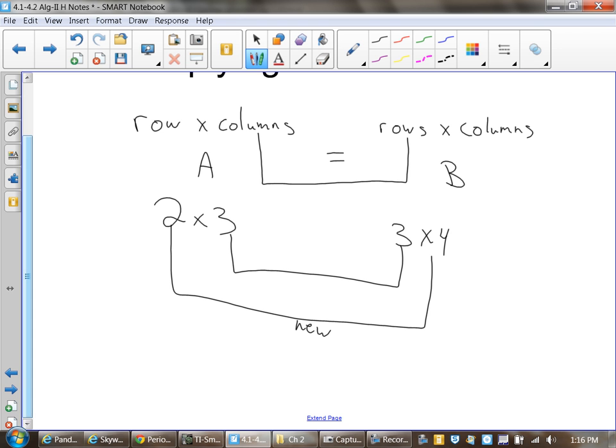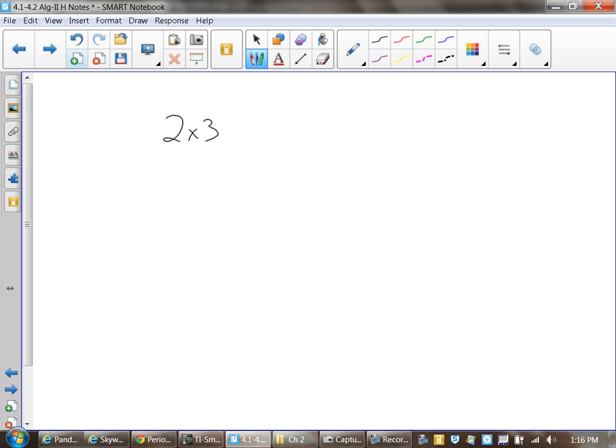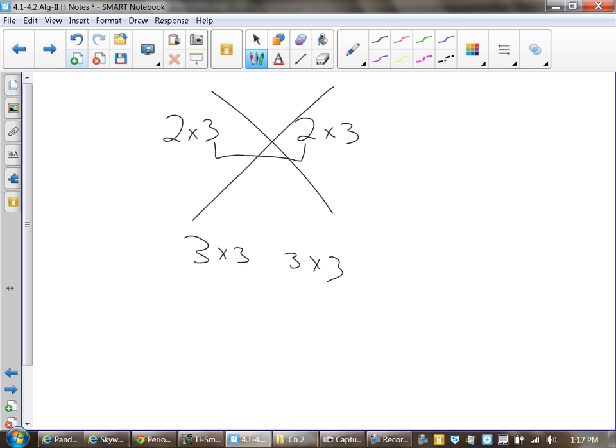Wait, so what if they're both 2 by 3? If it's a 2 by 3 matrix and a 2 by 3 matrix, does the number of columns equal the number of rows? No. You cannot do that. But if they're square, if you have a 3 by 3 and a 3 by 3, you can multiply those together, and the result matrix would be a 3 by 3. So when you multiply the 2 by 3 by the 3 by 4, your new matrix is 2 by 4. Exactly.